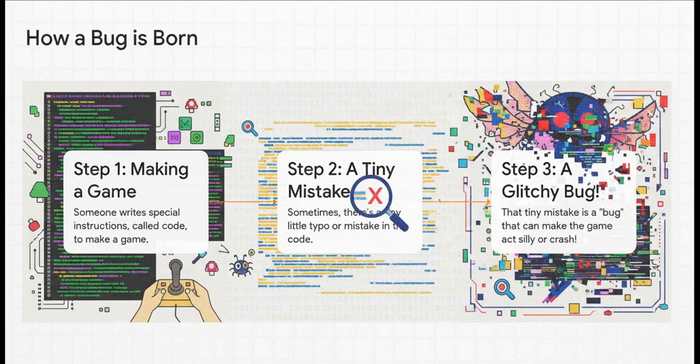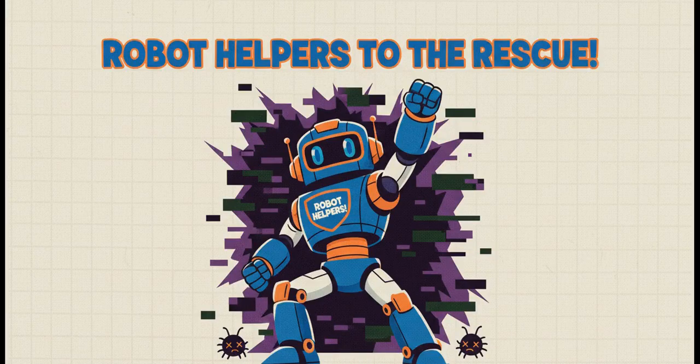So, step 1, someone writes a bunch of special instructions, kind of like a recipe to make a game. That's called code. Then, step 2. Sometimes the person writing the code makes a tiny little mistake. Maybe they spelled something wrong, and boom, step 3. That one little mistake turns into a bug, and that bug is what makes the game act all silly and glitchy.